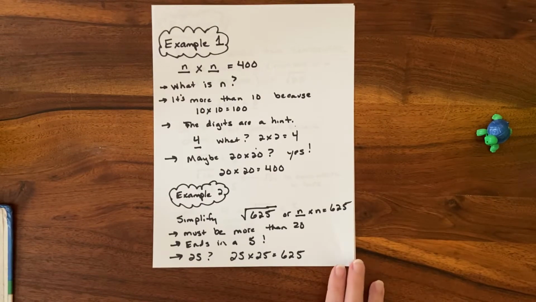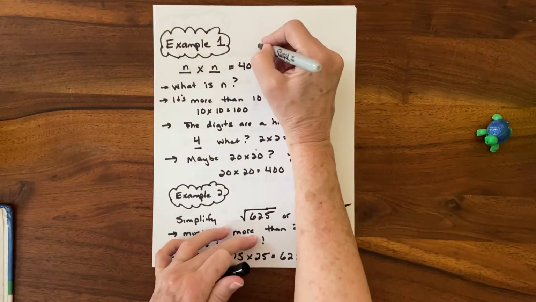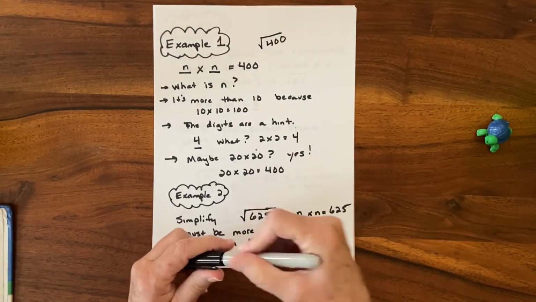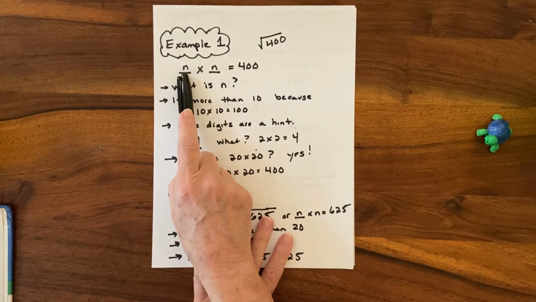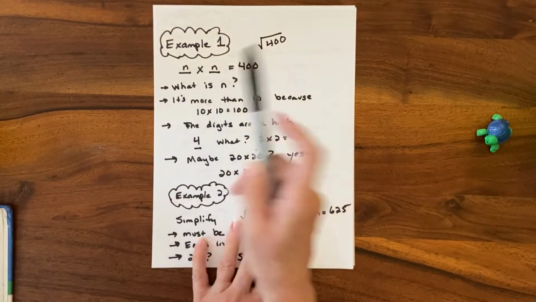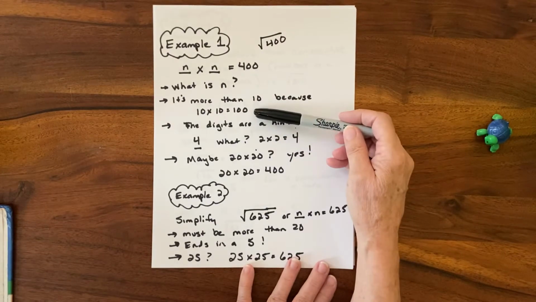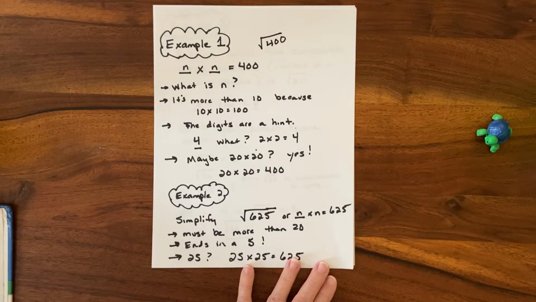Example 1, they said simplify the square root of 400. So what they mean is they need to find what n is. So something times the same thing is 400. So what is n? I know it's more than 10 because 10 times 10 is 100. So now I need to look for clues. This is kind of like a mystery.